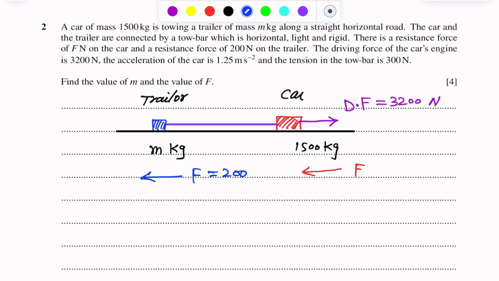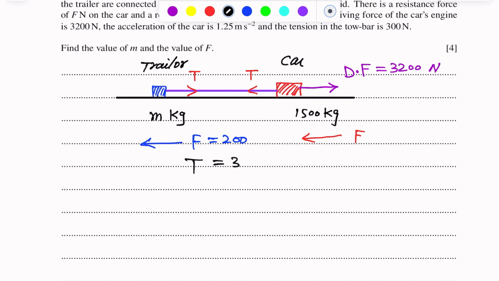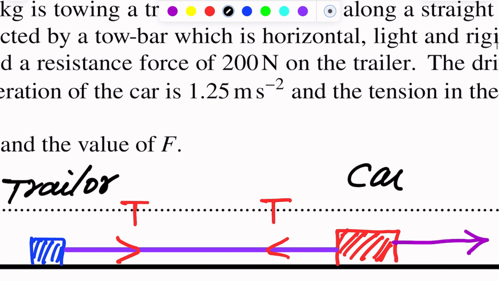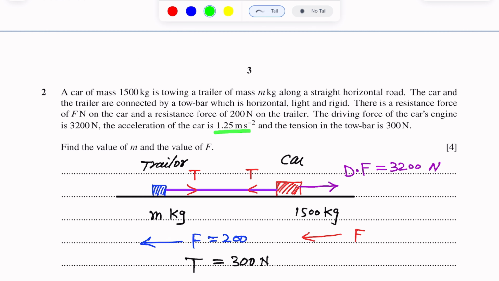The tension in the tow bar is what we are representing here. Tension is given, T is equal to 300 Newton. The acceleration of the car is given as 1.25 meter per second squared.